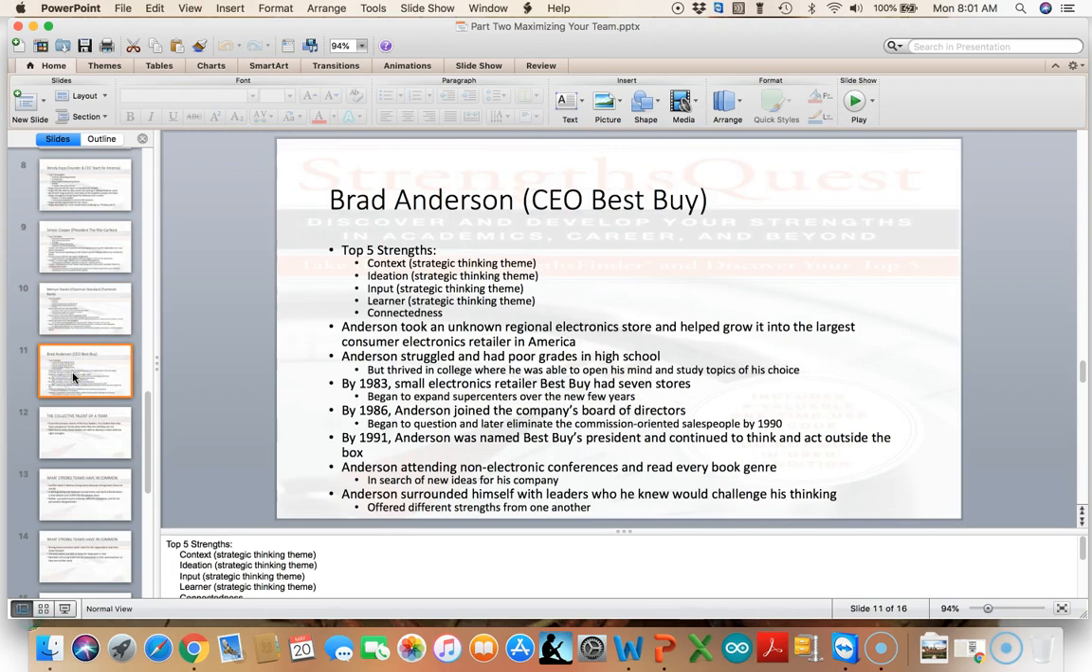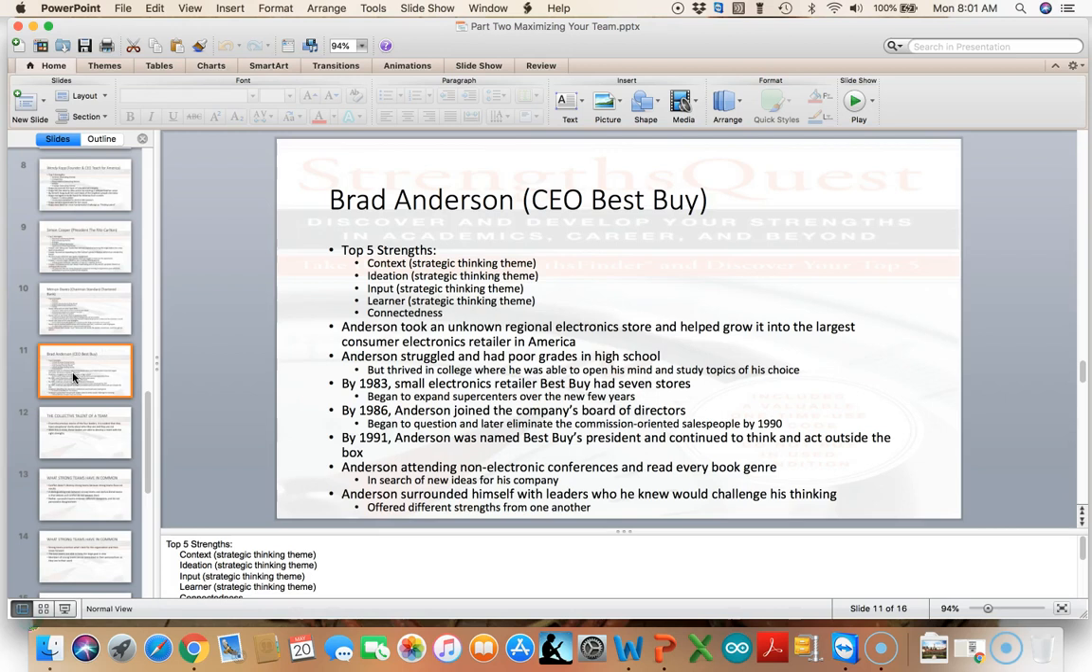Brad Anderson, the CEO of Best Buy, believes that his strengths include context, ideation, input, learner, and connectedness. And these are predominantly strategic thinking themes. Anderson took an unknown regional electronics store and helped grow it into the largest consumer electronics retailer in America.